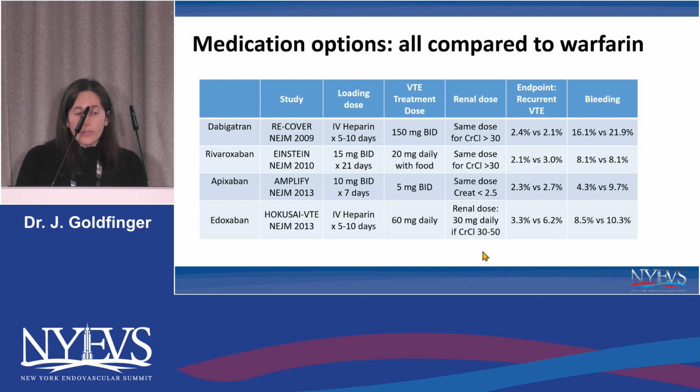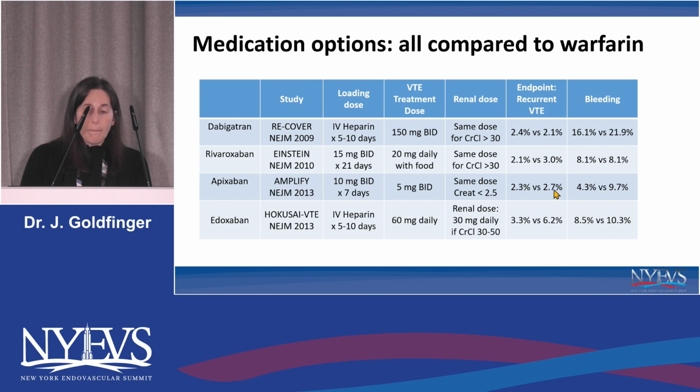There is a renal dose that you have to use for edoxaban. The other 3 can be used as long as creatinine clearance is above 30. And then the biggest, most important distinctions are where the balance is between recurrent clot and bleeding. So dabigatran, pretty equivalent to warfarin in terms of recurrent clot, less bleeding. Rivaroxaban, much better in terms of recurrent clot, no improvement in bleeding.